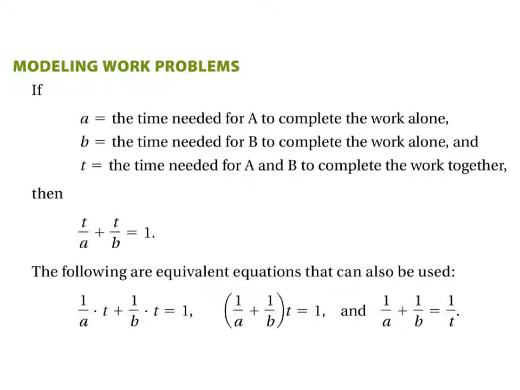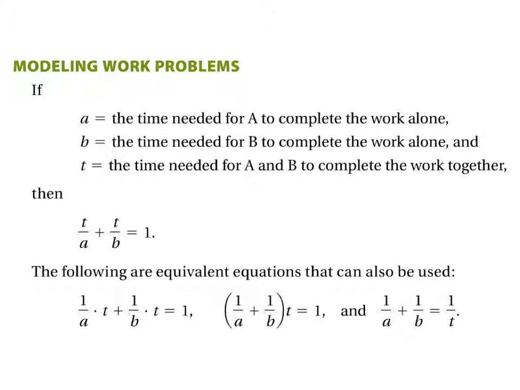In general, with these types of word work problems, we can use any one of these four formulas that we see right here. So we're looking at, for example, maybe two people working together to paint a room or mow a lawn or something like that. And then T represents the amount of time it takes them to both do it together.